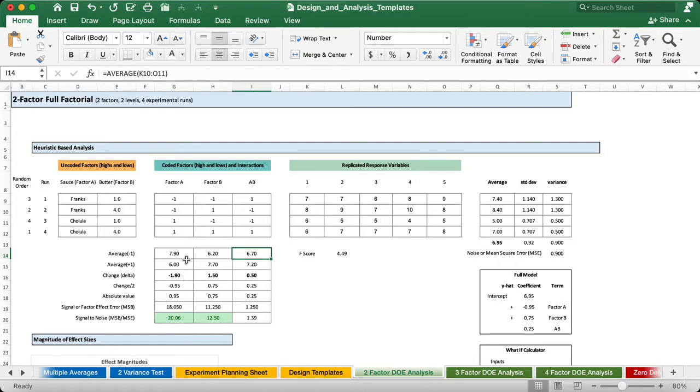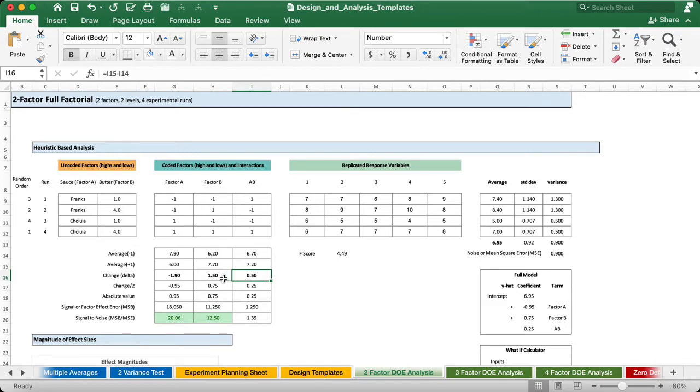So going from minus to plus here, going from the minus francs to Cholula, we actually have a decrease. So it's saying that maybe the francs has a little bit better effect on the taster's experience. Here we have going from the average of the minus ones, which is the low butter, to the high butter, an increase of 1.5. So we have an increase in the score, 1.5 units for this response. And then, of course, the interaction, which is actually very small here.